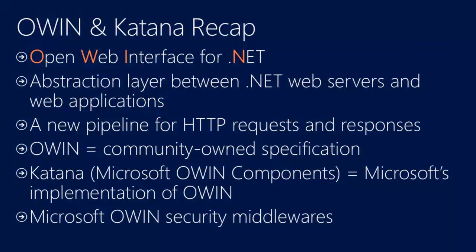The namespace is still Microsoft.Owin, but the project itself is called Katana. Maybe that's where Project K came from. I don't know. Okay, so let's start to talk about security.